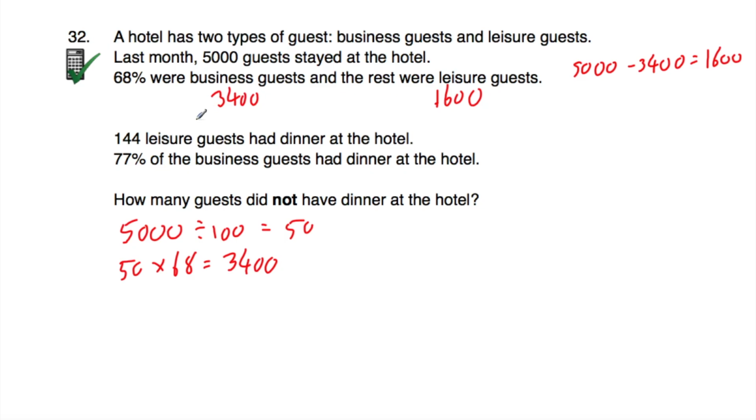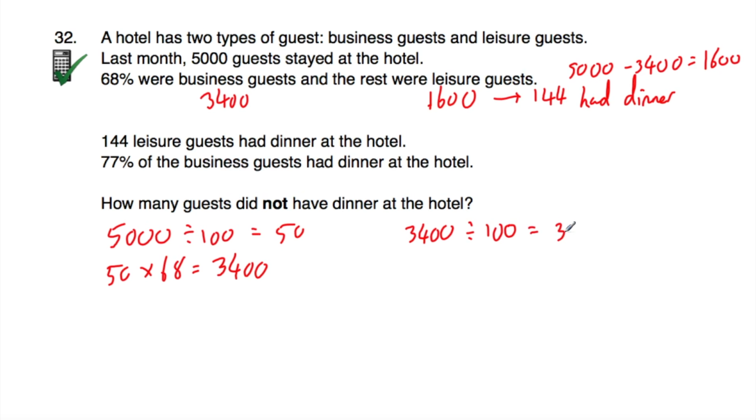We're then told that 144 of the leisure guests had dinner at the hotel, so 144 had dinner. Then we're told that 77% of the business guests had dinner at the hotel. So let's work out 77% of 3,400. 3,400 divided by 100 is equal to 34.